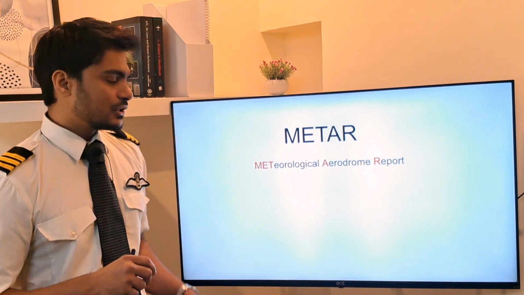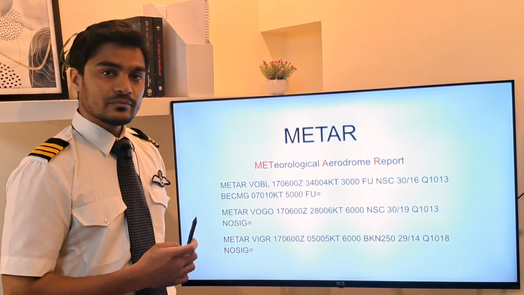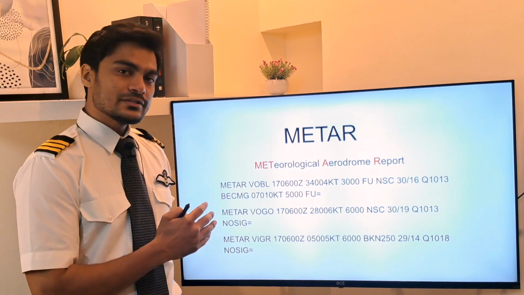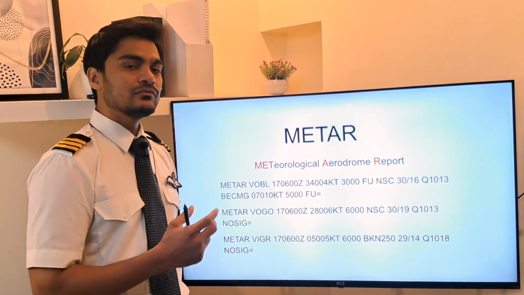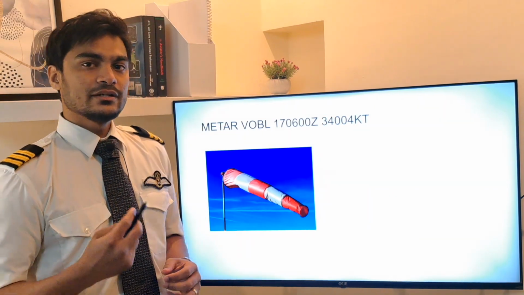So over here we're going to have a few examples about the METAR. As you can see, most of the information provided on the screen is always in an alphanumeric form. In this video we're going to learn how to decode this information in a specific way so that you can learn how to use a METAR. Alright, so let's explore METAR in detail.